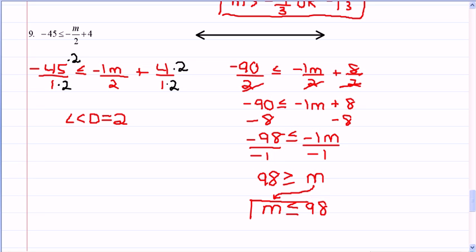So this is the inequality, and then when I graph this, I put 0 in the middle, negative 98 on the left, positive 98 on the right. Less than or equal to gets a closed circle, and less than means left, so I shade to the left.